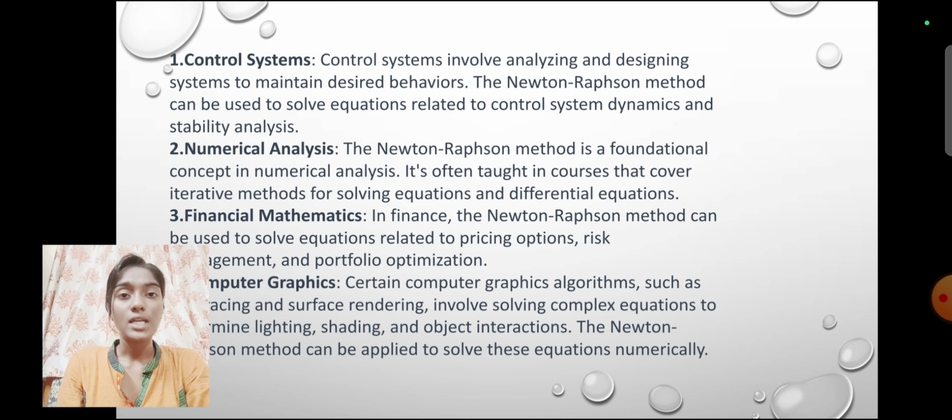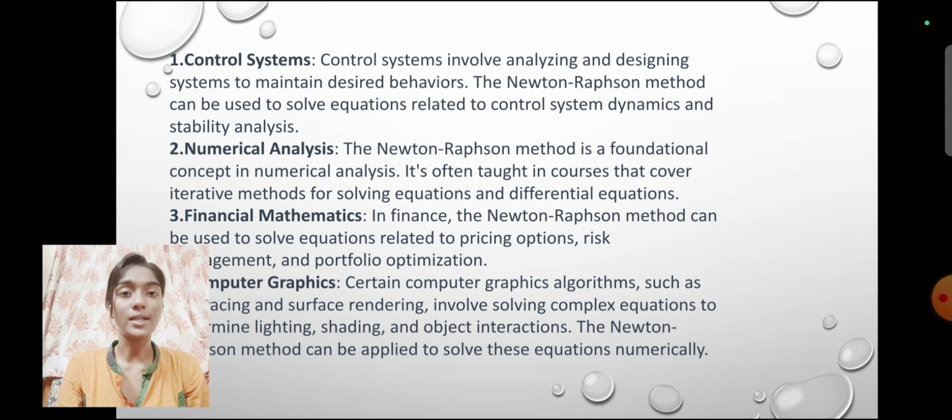The first one is control systems. Control systems involve analyzing and designing systems to maintain desired behaviors. The Newton-Raphson method can be used to solve equations related to control system dynamics and stability analysis. The second one is numerical analysis. The Newton-Raphson method is a foundational concept in numerical analysis. It's often taught in courses that cover iterative methods for solving equations and differential equations.